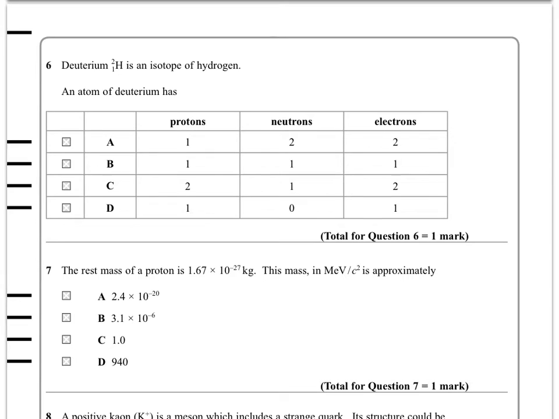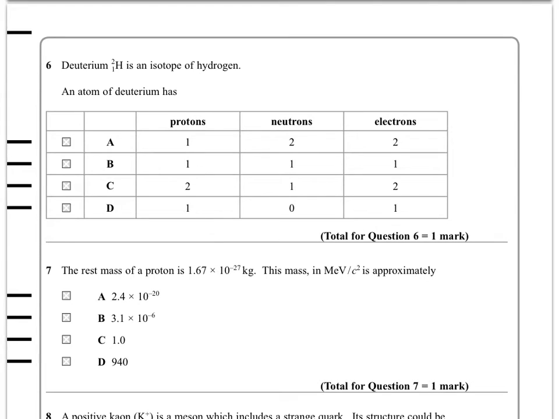Question 6. Deuterium is an isotope of hydrogen. An atom of deuterium has, and you've just got to recognize from the nomenclature, the naming system here, we have a nucleon number of 2 and an atomic number of 1. An atomic number tells you that it has to be called hydrogen, but it also tells you that it must have one proton. So we're only looking at the lines here that have one proton.